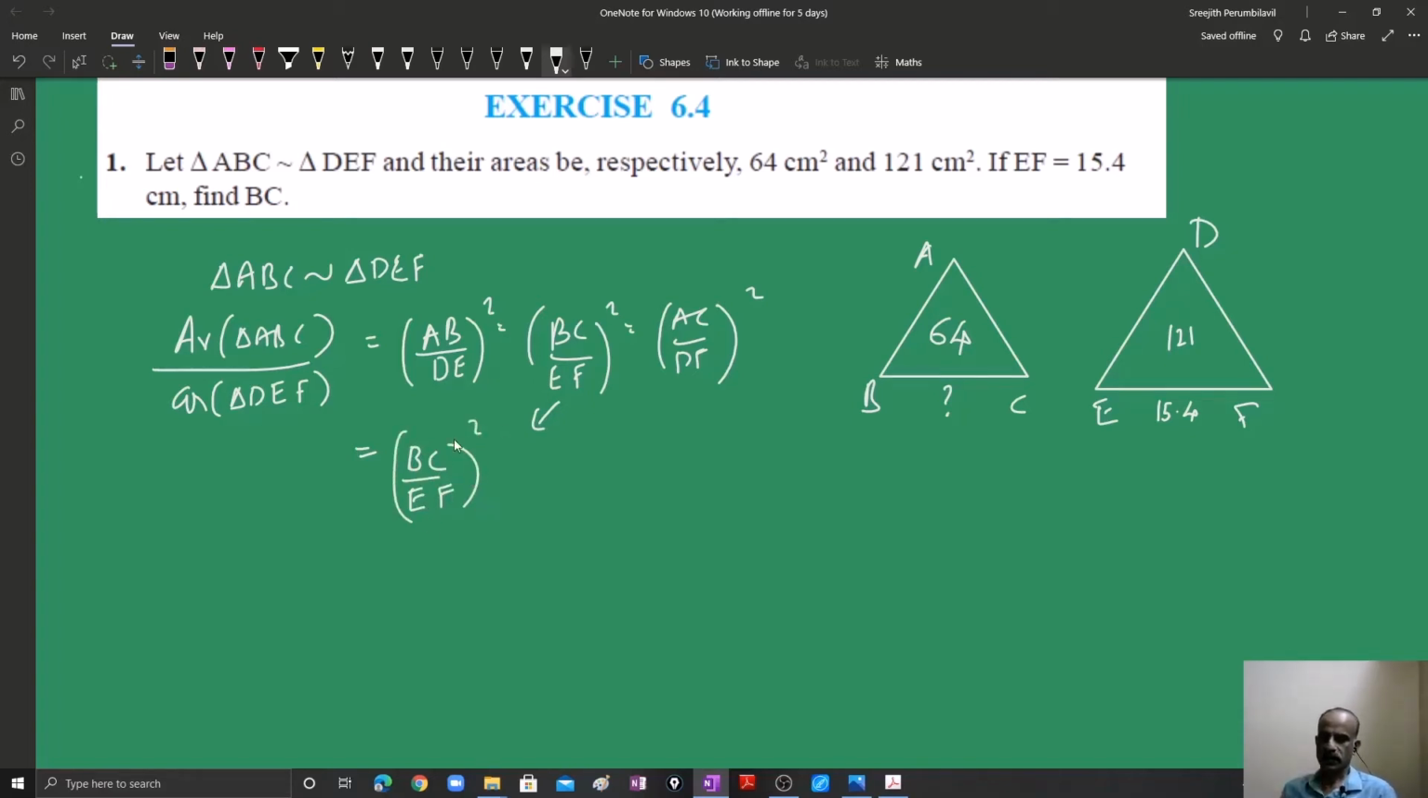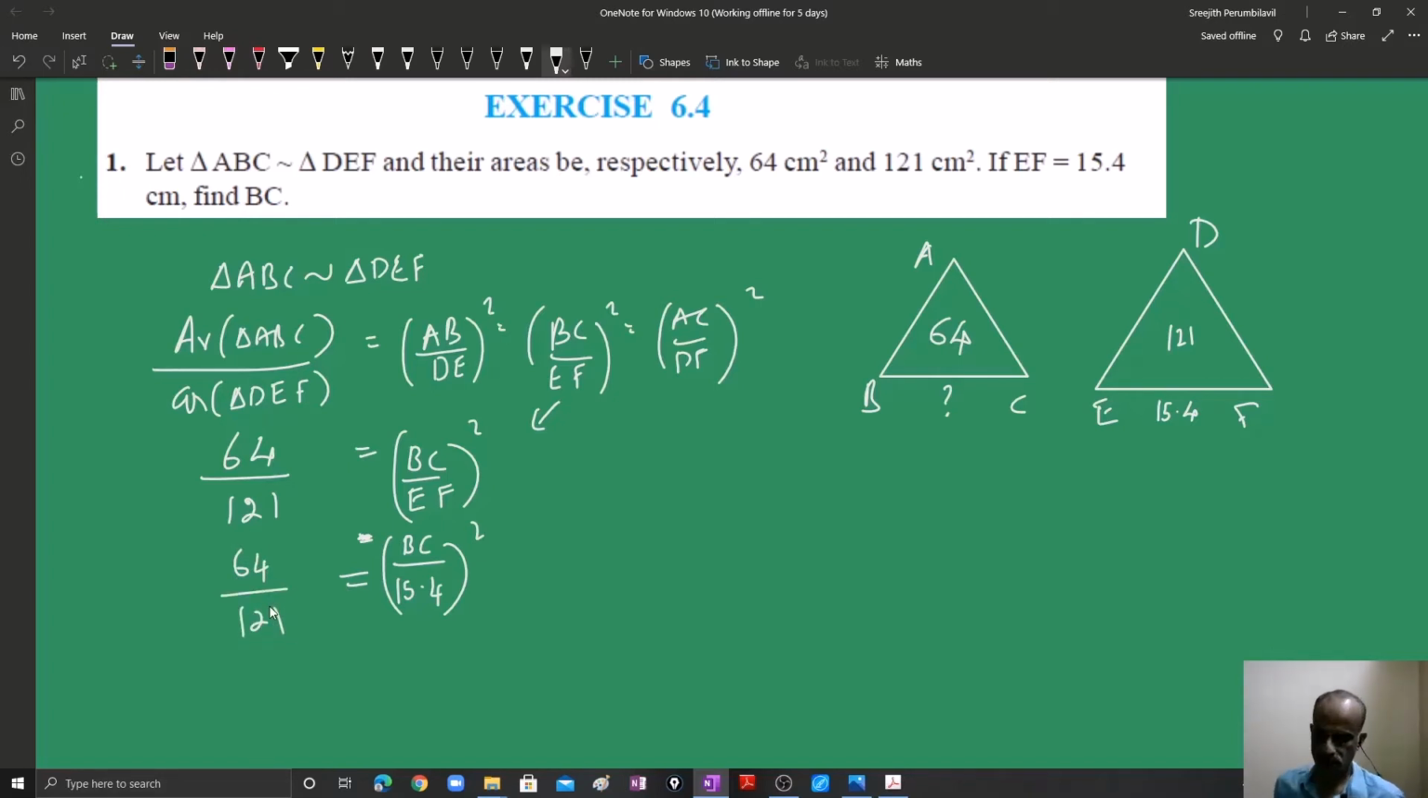So what is the area of triangle ABC? It is given, 64 and 121. One of the common mistakes that students do is they go and square this. Don't square that. Area is given. Area is 64 and now what to do? We can substitute this. What is the value of BC? BC is not known, by 15.4 whole square. That is equal to 64 divided by 121.